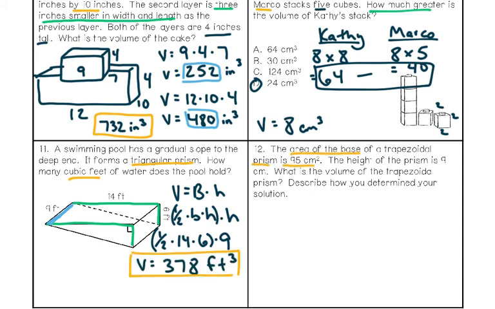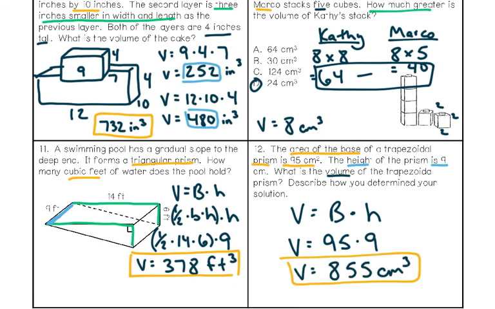The last question tells me the area of the base of a trapezoidal prism. It also tells me the height, and this is a question asking for the volume. So I know the volume of a prism is area of the base times the height. Since it told me in the problem the area of the base is 95, I'm just going to plug in a 95 for area of the base. And it tells me the height of the prism is 9 centimeters. I'm going to plug that in for the height, and then I'm going to multiply to find a total volume of 855 cubic centimeters.